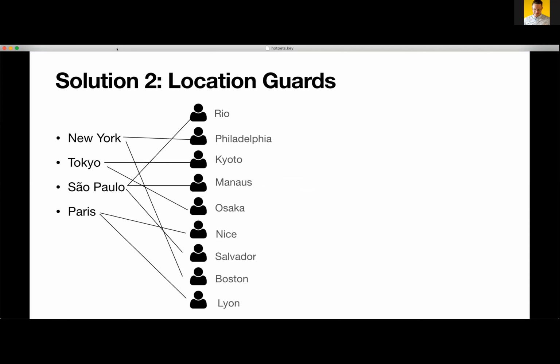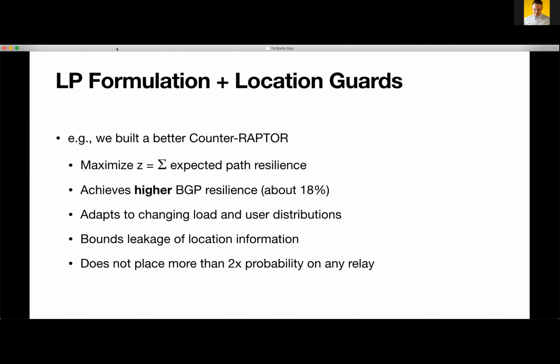And really, I think what it boils down to is that you just coarsen the number of potential locations that the clients could come from. And so you choose some representative locations around the world, and you just have all clients always pretend like they're coming from one of those few locations, so that even if you leak information, you can only learn up to the location guard, and each location guard still has a large anonymity set associated with it. So combining these two ideas, we were able to build better path selection algorithms.